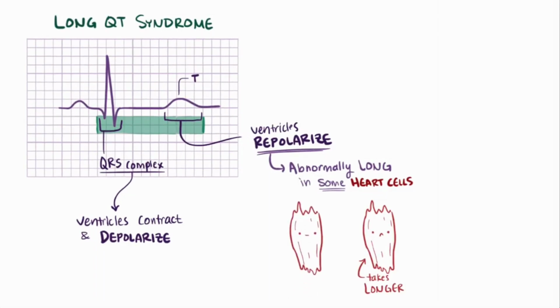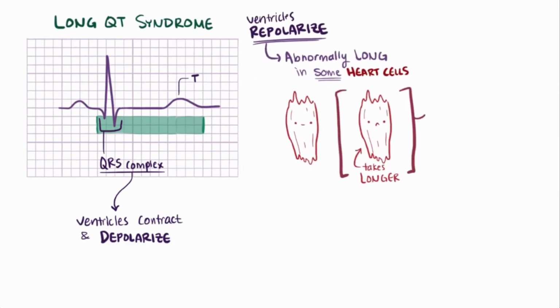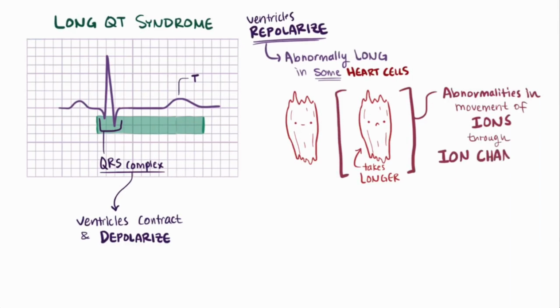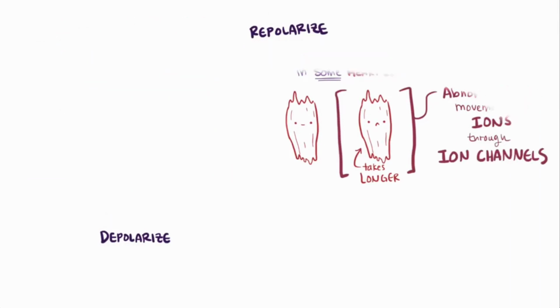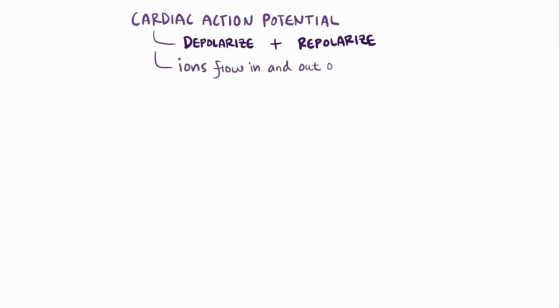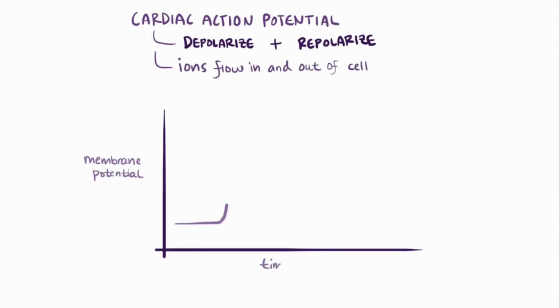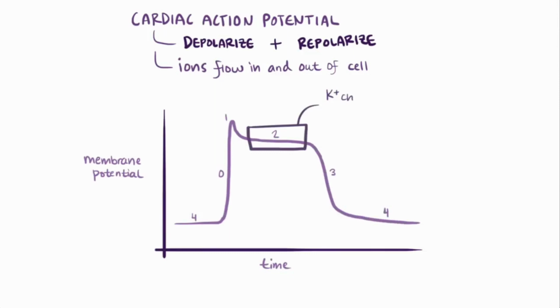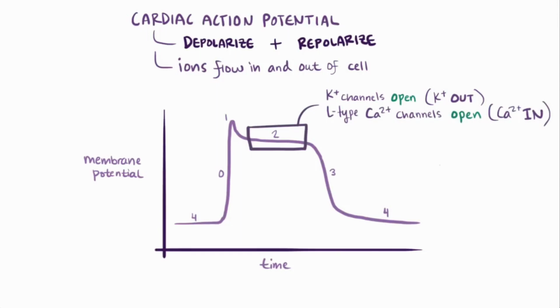Having some cells with an abnormally prolonged repolarization phase is thought to be caused by abnormalities in the movement of ions through ion channels, which is responsible for both depolarization and repolarization. And each time a cell depolarizes and repolarizes, it's called a cardiac action potential, where ions flow in and out of the cell. And this happens in 4 phases, which we can plot on a graph of membrane potential over time. During phase 2, potassium channels open and let potassium flow out, which tends to want to make the membrane potential more negative. But L-type calcium channels open and let calcium flow into the cell, which tends to want to make the cell more positive, and therefore it maintains the plateau phase.